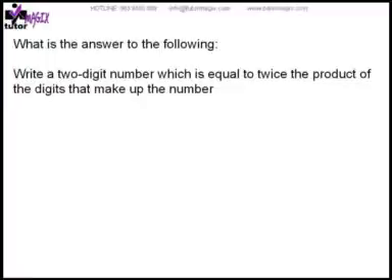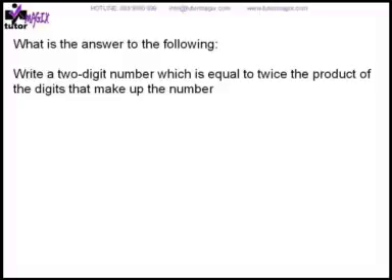What is the answer to the following? Write a 2-digit number which is equal to twice the product of the digits that make up the number. Now this is probably one of the most ridiculous questions I've ever seen for a primary school grade. It's ridiculous because what they're saying is, think of a 2-digit number.